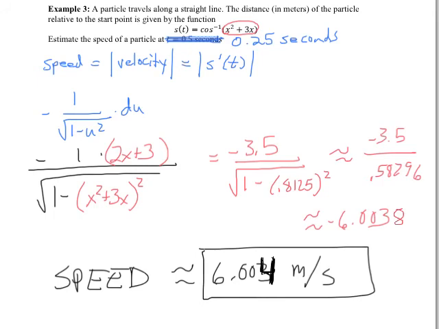Alright, I checked that on the grapher as well. You can calculate derivatives at a point on a graph, and we found that the derivative was also 6.004, or negative until we took the absolute value.